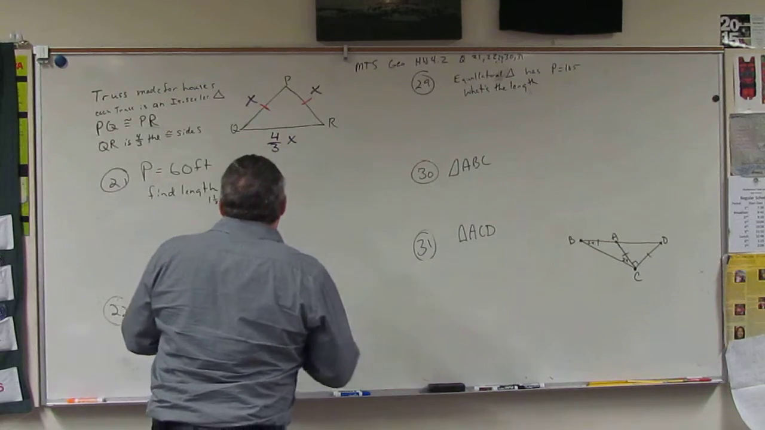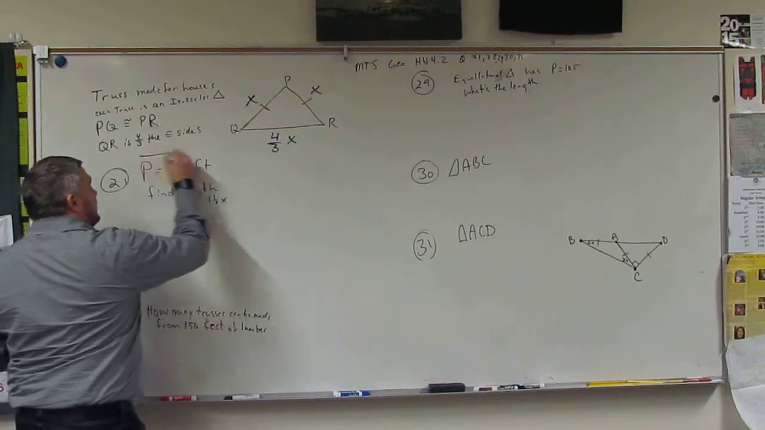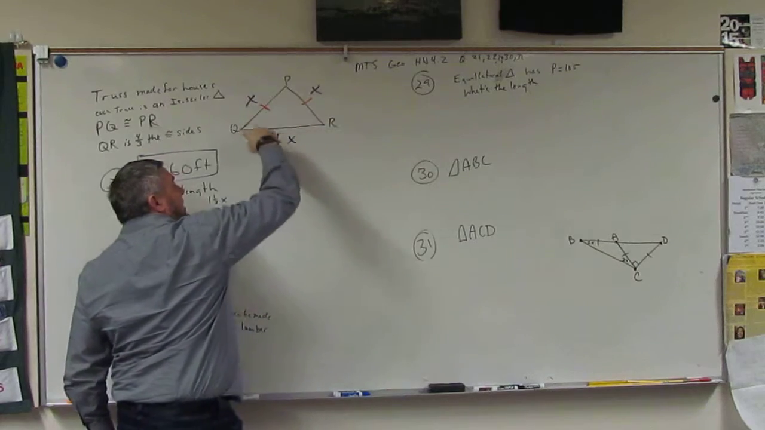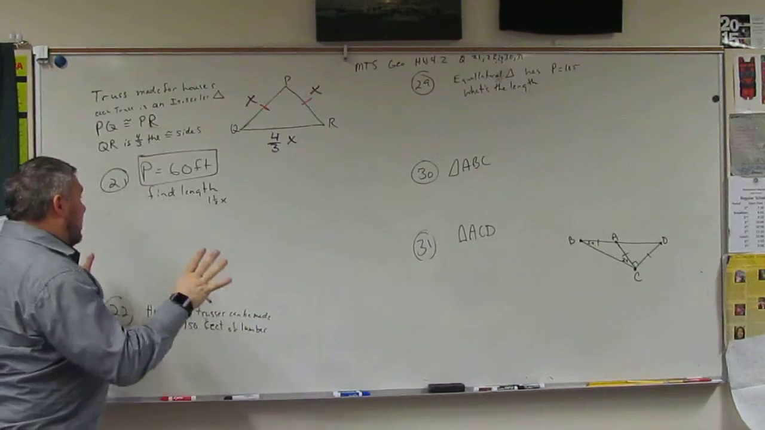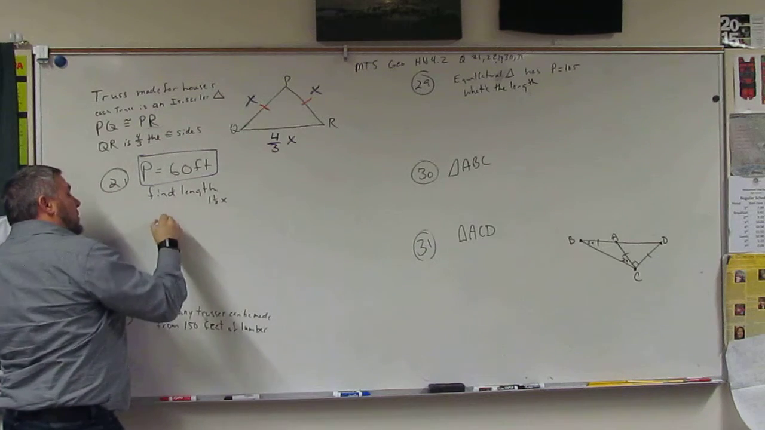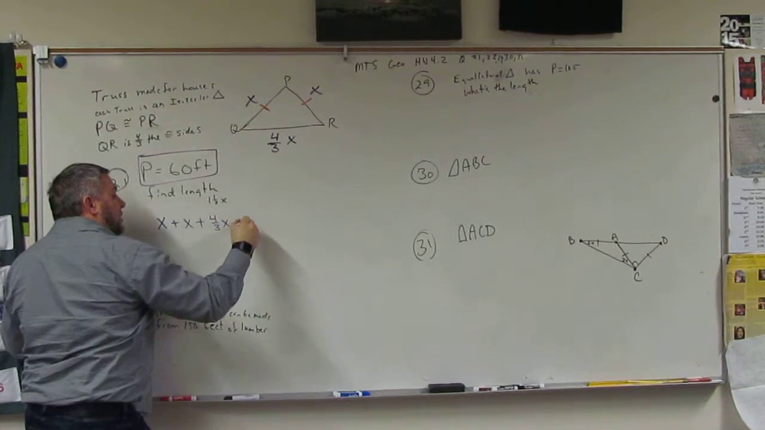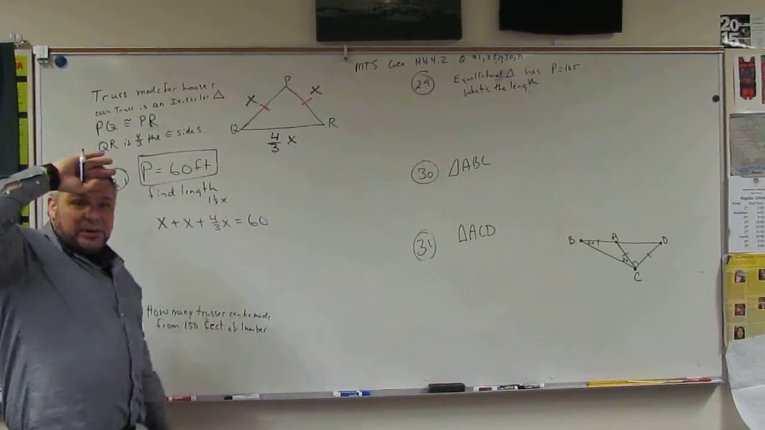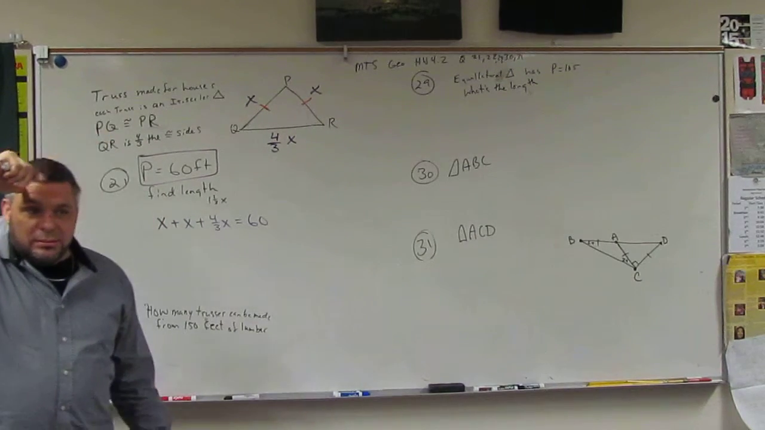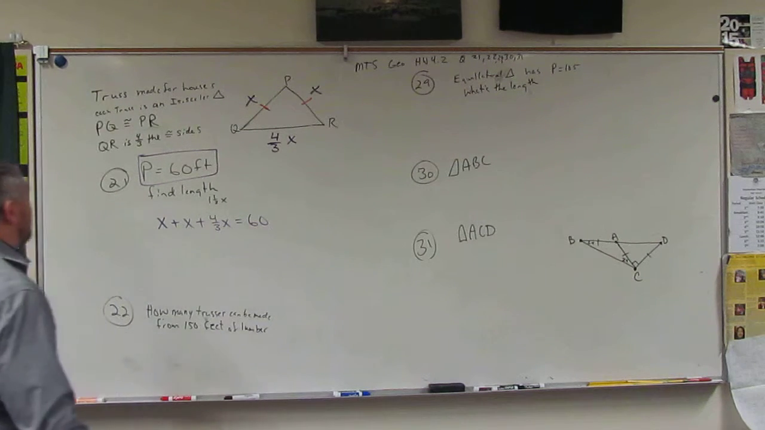Okay? Alright, so they tell us that the perimeter is 60 feet. The perimeter is all the sides added up, right? So all we really need to do is add these sides up. So x plus 4/3 x should equal 60. Is that right? Yeah? Good? Okay? Alright.